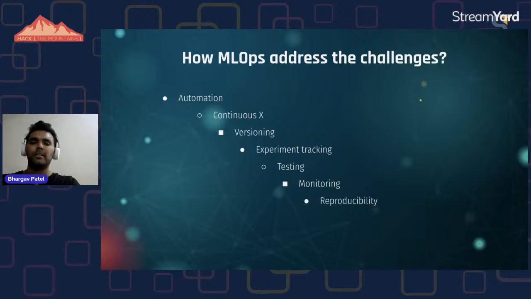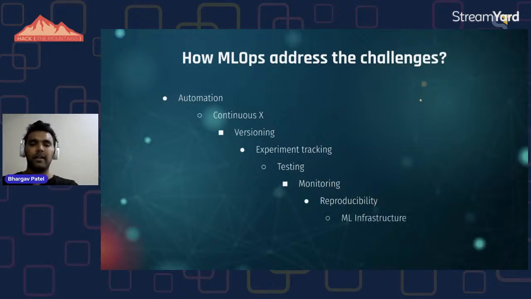Then comes reproducibility. Reproducibility is the least focused area most of the time, but it is very important, because whenever something goes wrong, you need to make sure that you can reproduce that problem to solve it, to understand exactly what went wrong and what the reason was, something called root cause analysis, and how we can resolve it.